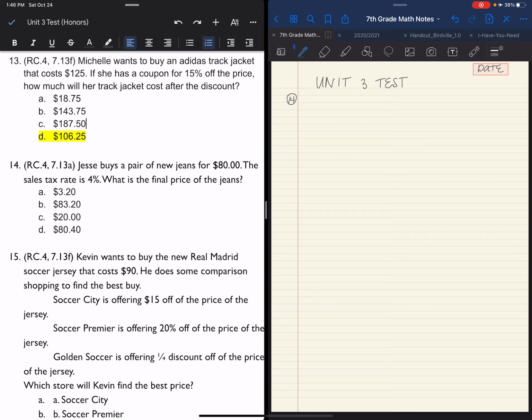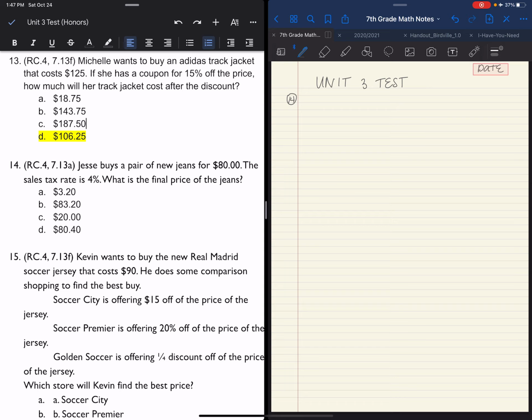But in any case, number 14 reads, Jesse buys a pair of new jeans for $80. The sales tax rate is 4%. What is the final price of the jeans? So first off, I know I'm looking for that final price. I am not looking for the tax rate. I am not looking for anything else but the final price of the jeans, which means I'm going to find the tax and then I'm going to add it to the $80.